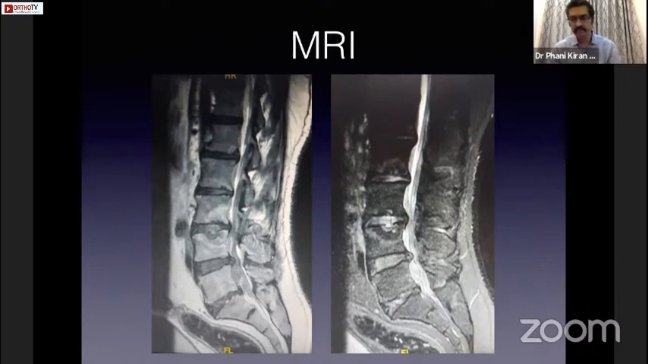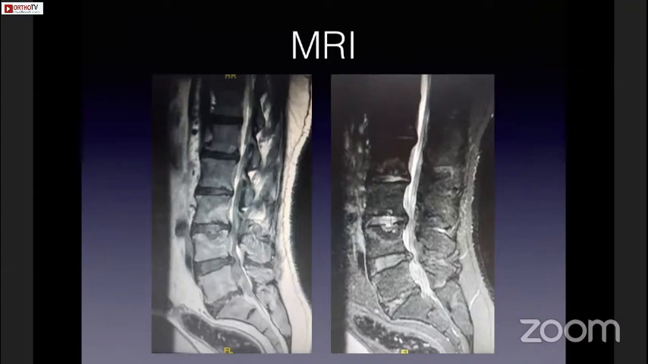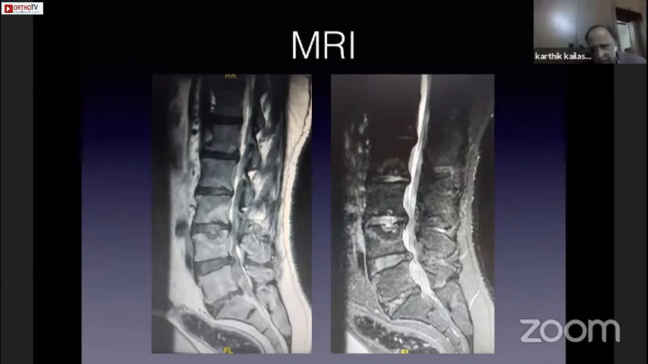Okay. He's 62 years old with not much demand. He's a retired worker in Oil India. So why not an interbody cage at L3-4 as well? Correct.